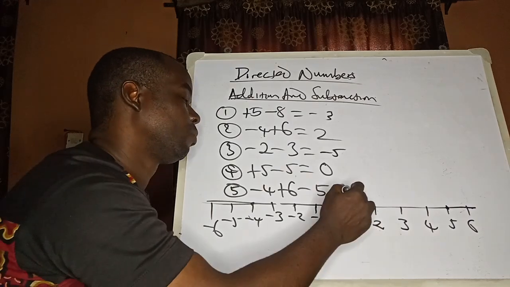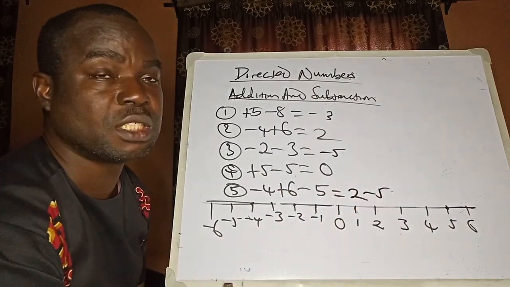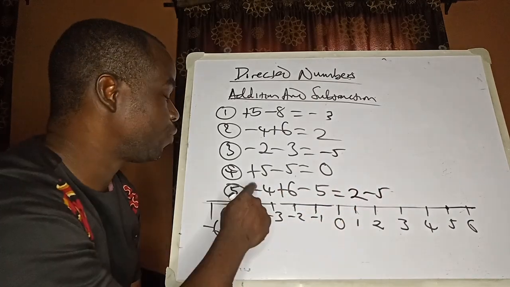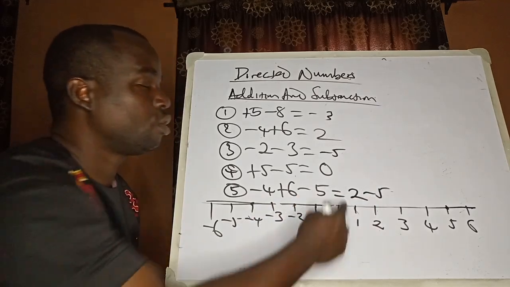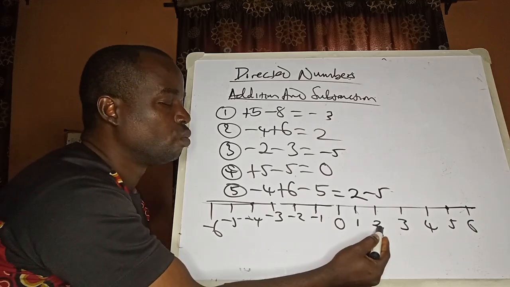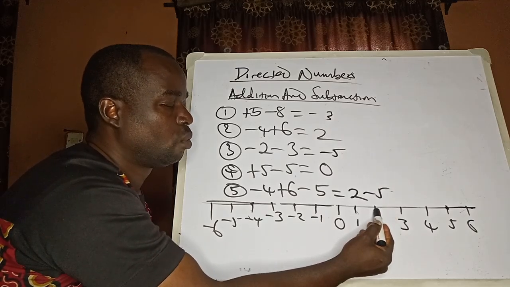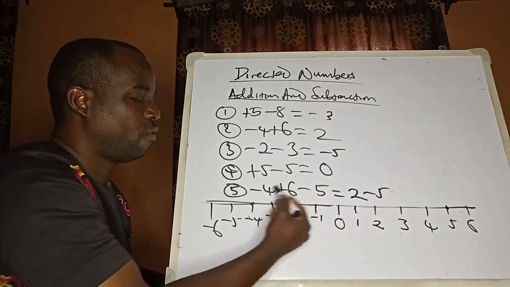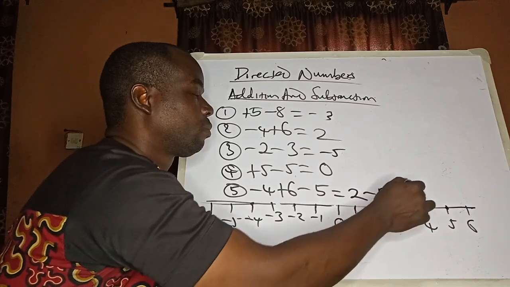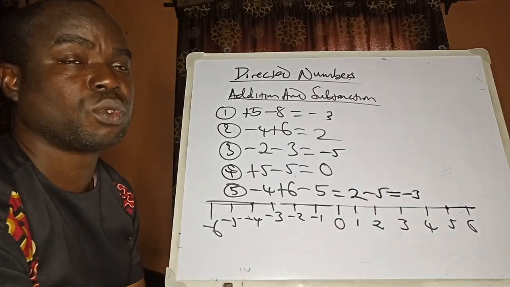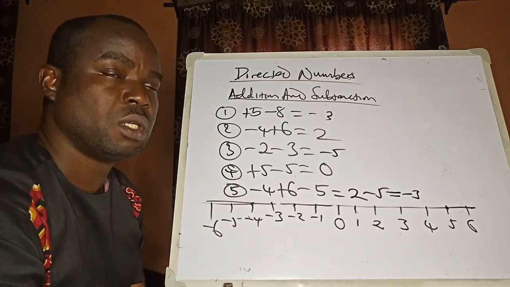So I'll write it down, and then I'll bring down minus 5. Are you following it now? So minus 4 plus 6 is 2. I will now bring down minus 5. So let's finish this one. What is 2 minus 5? We will locate 2 and do 5 places backwards. So we have 1, 2, 3, 4, 5. So the answer is minus 3. I hope you are following it now. So if it's plus, go forward. If it's minus, go backwards.